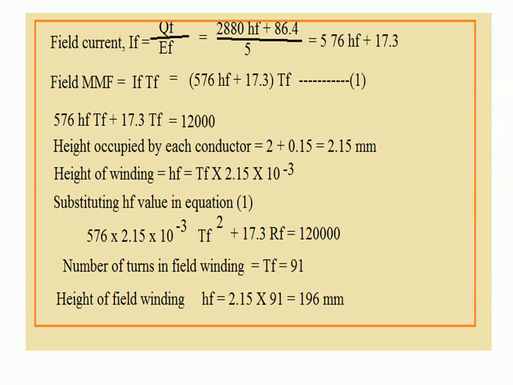Height of the field winding is the number of turns in the field winding times the space occupied by one turn, then you get the total height. Substituting the HF value in equation 1, we are going to get TF equal to 91. Height of the field winding, using this relation, is around 196 mm. This one problem may give 10 marks. You practice as per the 9 steps, one by one.